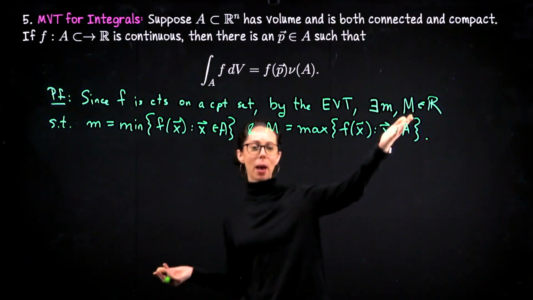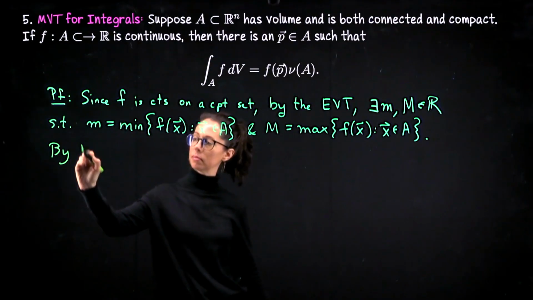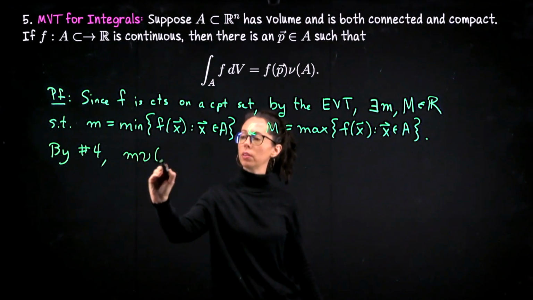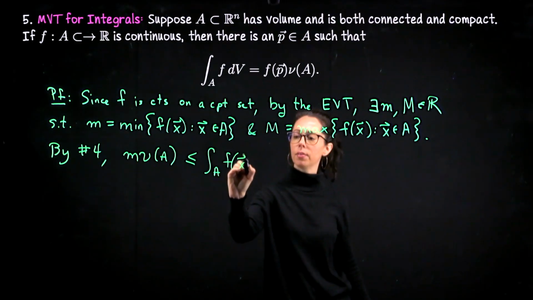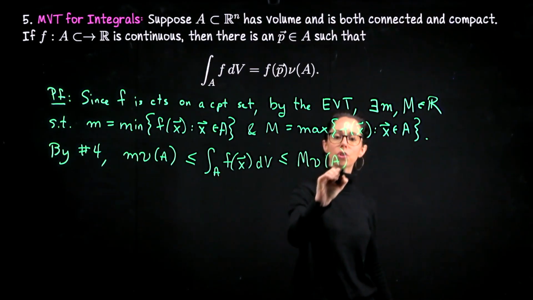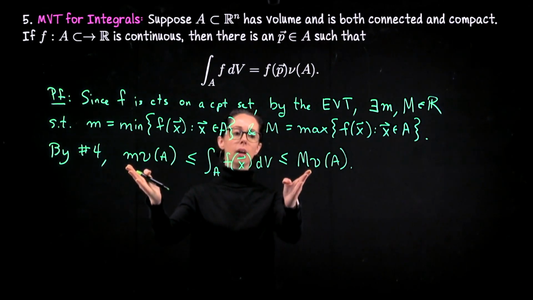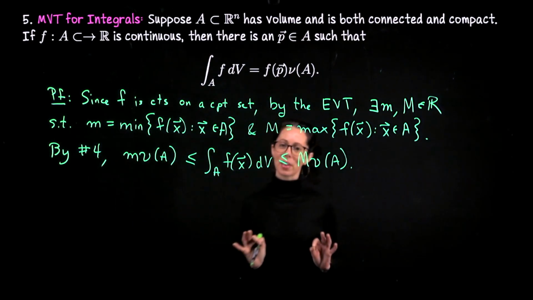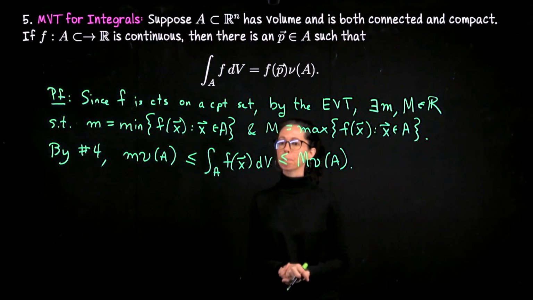Hopefully, little m and capital M here reminded you of the exercise that we just did. So by number 4, we can say immediately that little m times the volume of A is less than or equal to the integral over A of F, and that is less than or equal to capital M times the volume of A. This is just a restatement of number 4. What's special here is that little m and capital M are not random lower and upper bounds. They are, in fact, minimum and maximum. So they're slightly more specific than they were in the previous statement, but they fit into the family of values of little m and capital M.